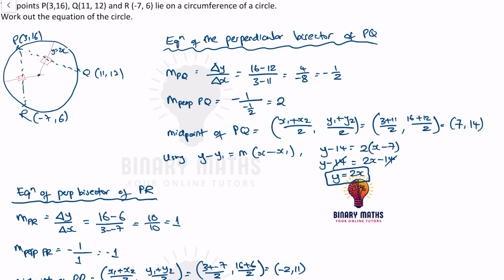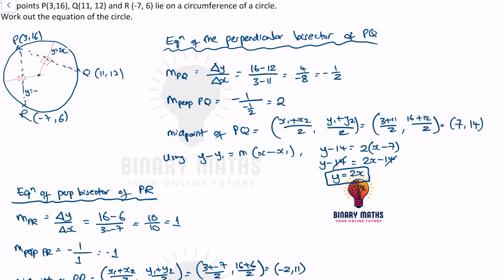Again, using y minus y1 is equal to m times x minus x1, I get y minus 11 is equal to m, which is minus 1, times x plus 2, because minus minus becomes positive, which means I get y minus 11 is equal to negative x take away 2. If I rearrange it, I get y is equal to negative x plus 9. So now I've got the two equations of the bisectors.